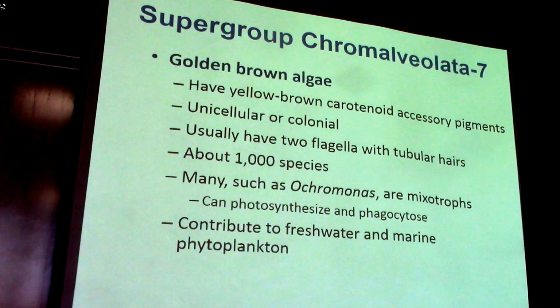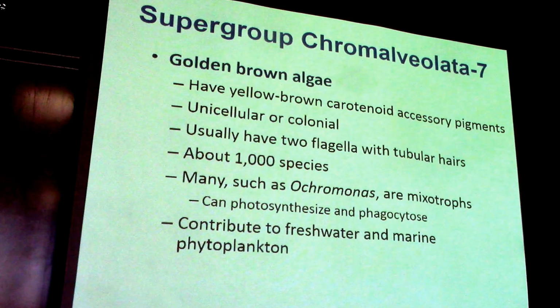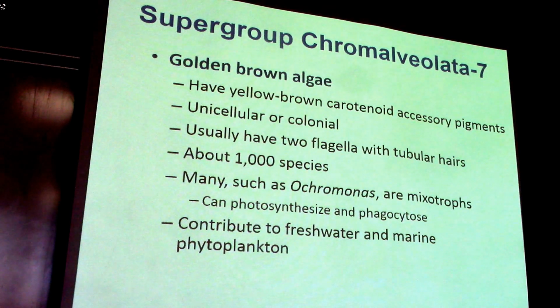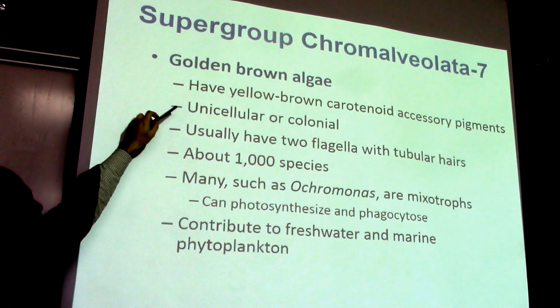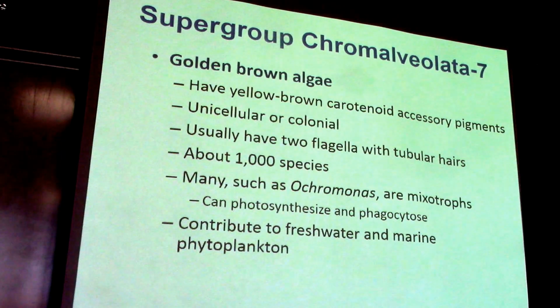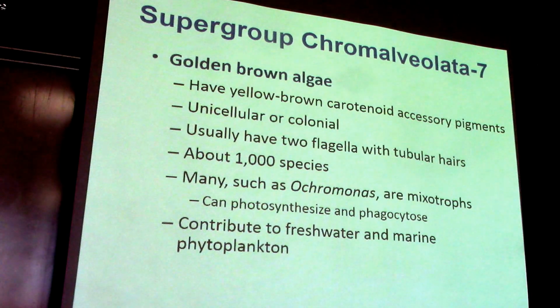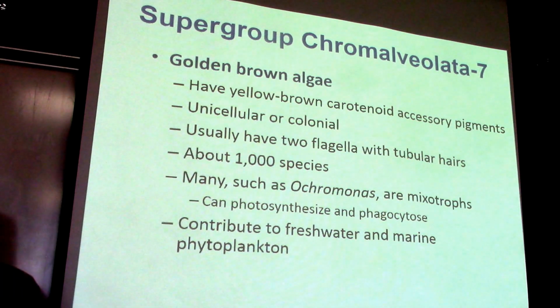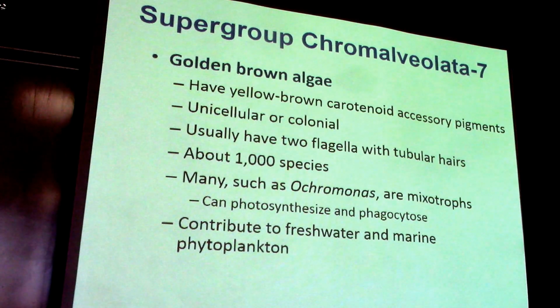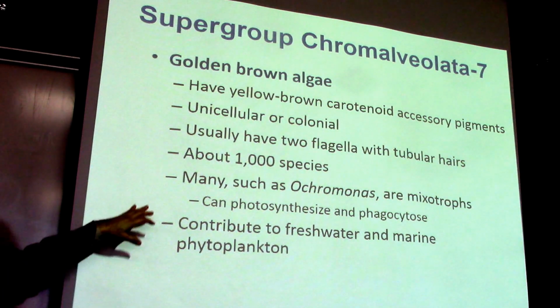Then another member of this family is the golden brown algae. They have some accessory pigments also, which give them the color and the name, which is yellow-brown carotenoid accessory pigments. They are either unicellular or colonial in nature. They make multiple single-cell organisms that stay attached with each other. So they make a colony of single-cell organisms.